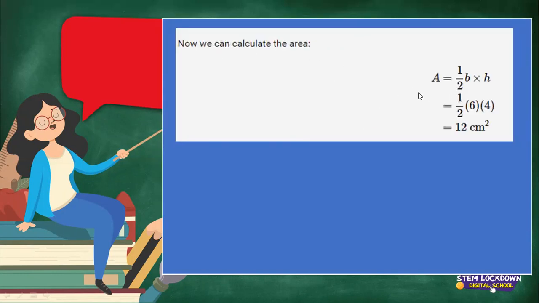So to calculate the area of a triangle, it is half times the base times the height, or base times height divided by 2. Our base is 6 and our height is 4. So 6 times 4 is 24, times half is 12.